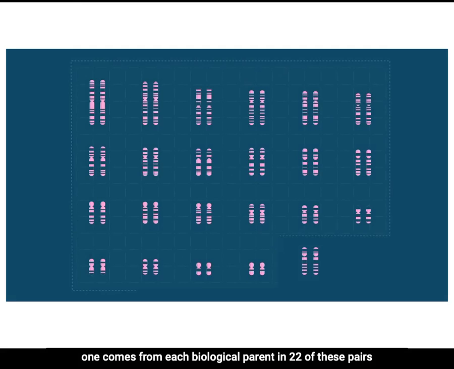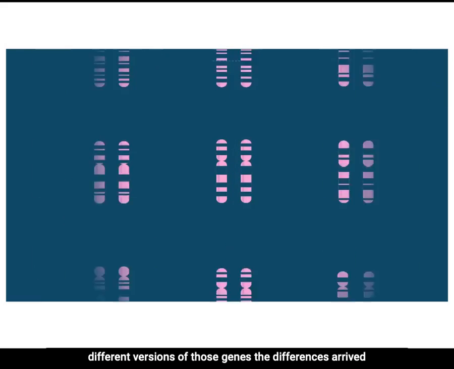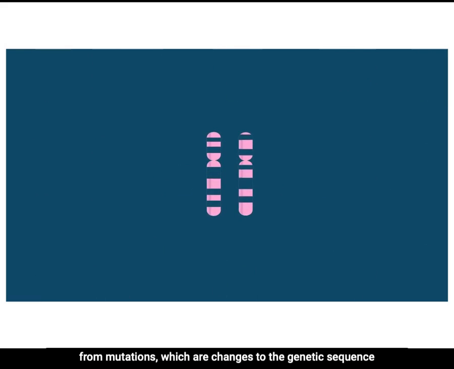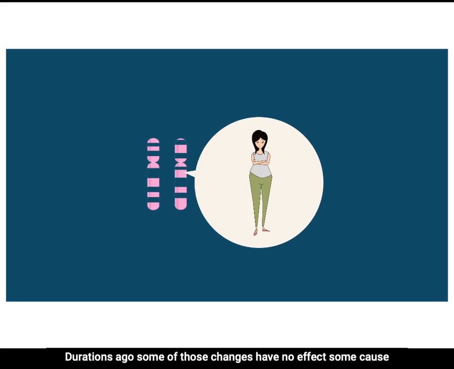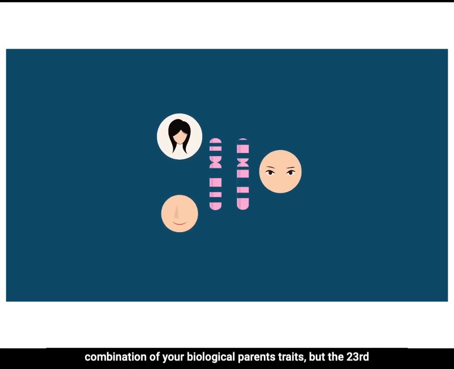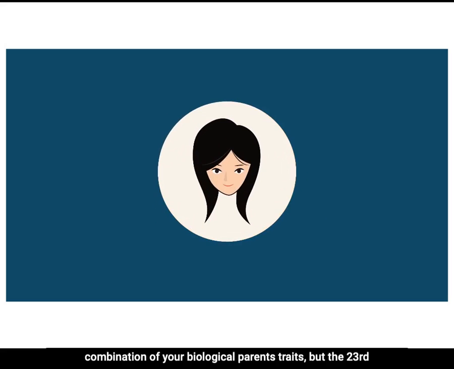In 22 of these pairs, the chromosomes contain the same set of genes, but may have different versions of those genes. The differences arise from mutations, which are changes to the genetic sequence that may have occurred many generations ago. Some of those changes have no effect, some cause diseases, and some lead to advantageous adaptations. The result of having two versions of each gene is that you display a combination of your biological parents' traits.